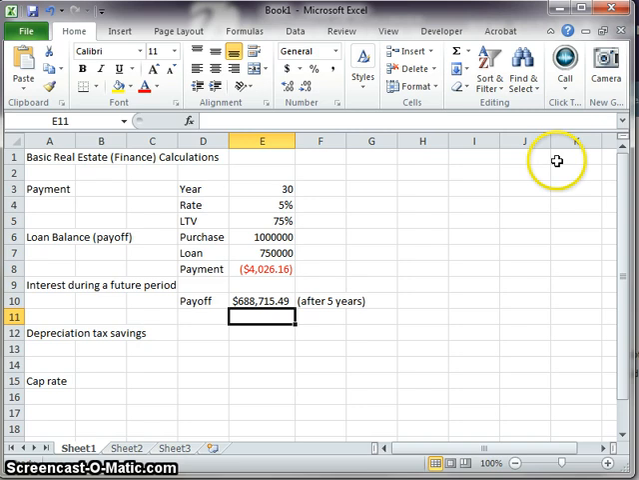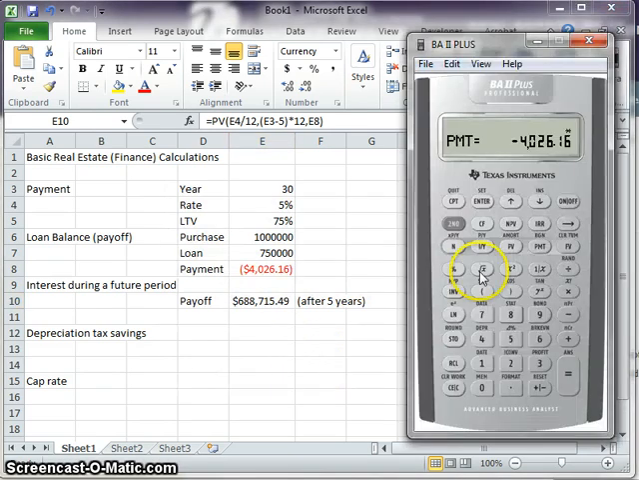And there we go. After 5 years, our payoff is $688,715. All right, well, let's look at how we would get that on our calculator. So probably the easiest way to do this with the calculator is we're just going to use our amortization function. So we've already got all the other values in there.